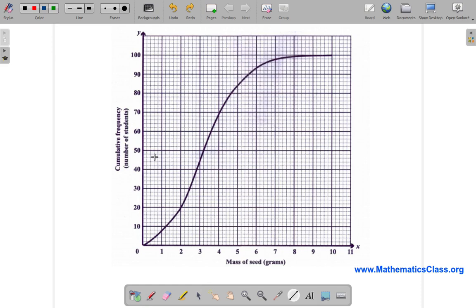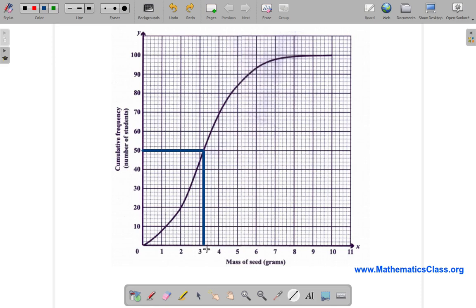Halfway up is 50. Good. You project across from 50 to touch the curve because it's half of 100. Wherever it touches the curve, you project downwards. You project down. Okay, good. All right. What is that number? You have 3.1, 2.